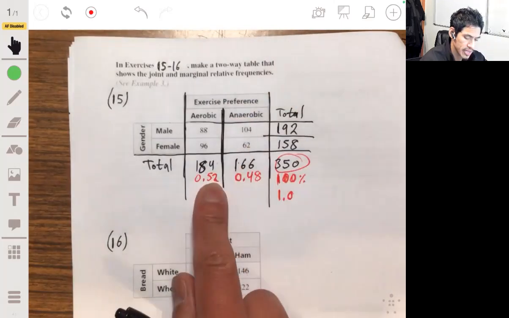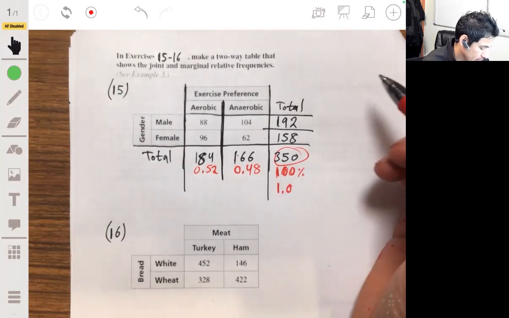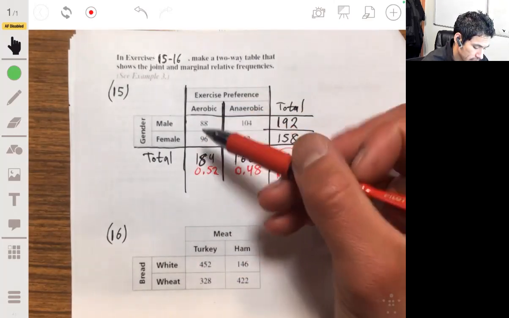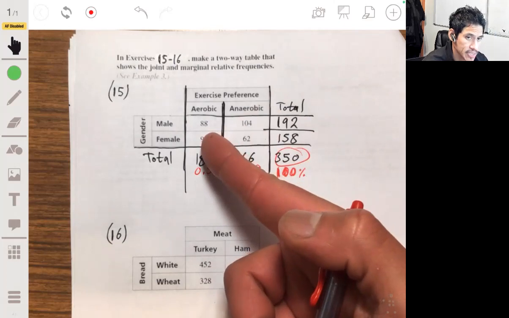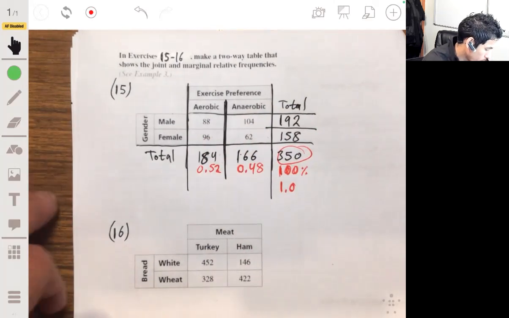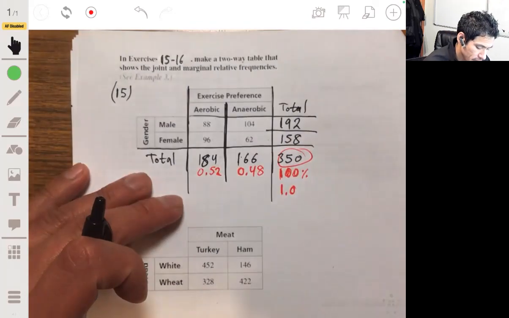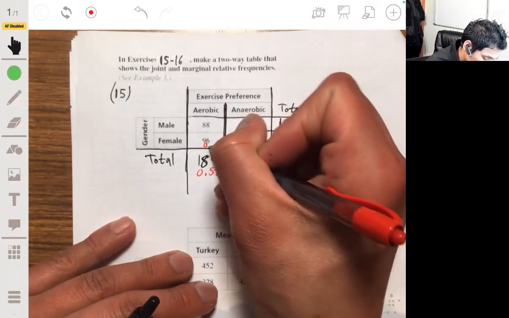The 0.52 of the data is in this column, 0.48 of the data is there. Now, what percent of the total data is here? So then we just take the 96 divided by 350, and we got about 27% or 0.27. So we'll just put a 0.27 here.